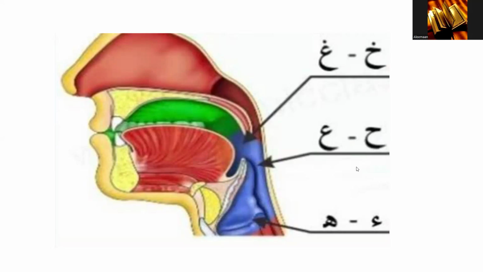So when you recite, focus. This is Ain, this is mid of the throat. Ha, mid of the throat. This is the upper surface of the throat. Kha and Ghain. And Hamza and Ha. This is the lower portion of the throat.